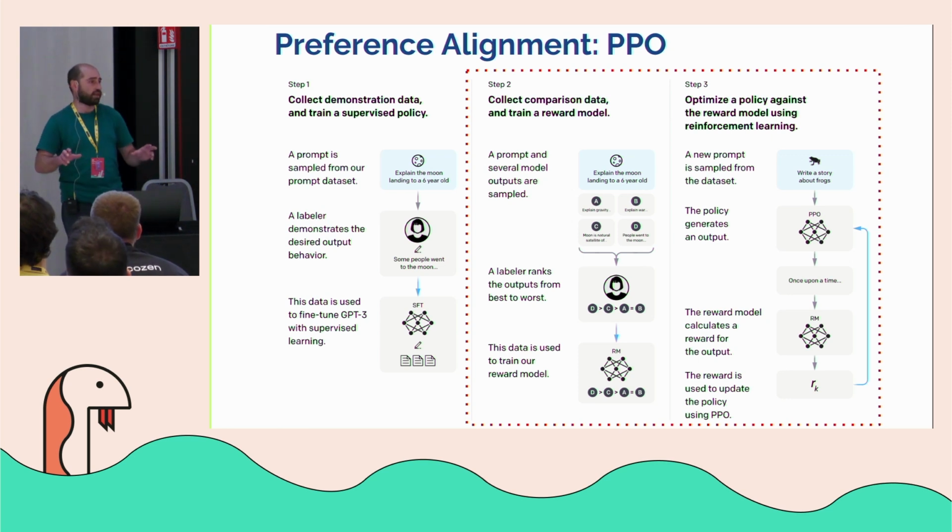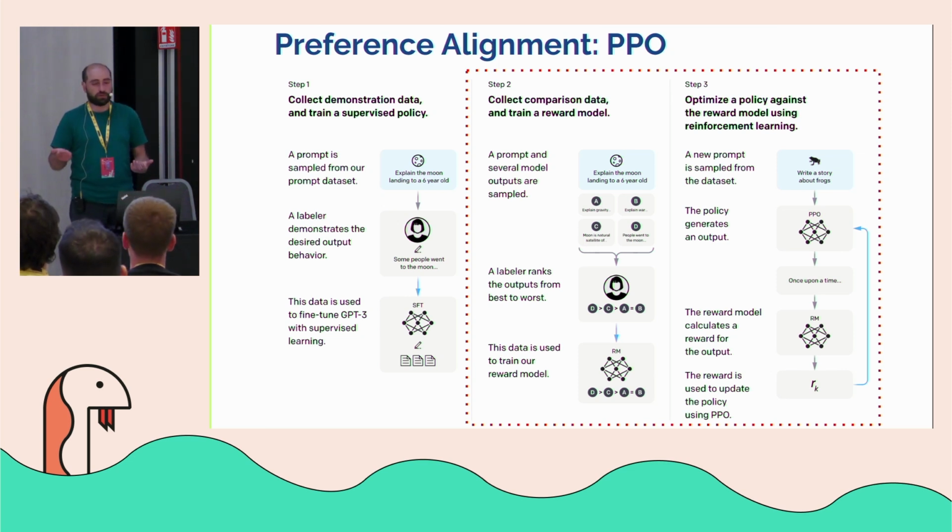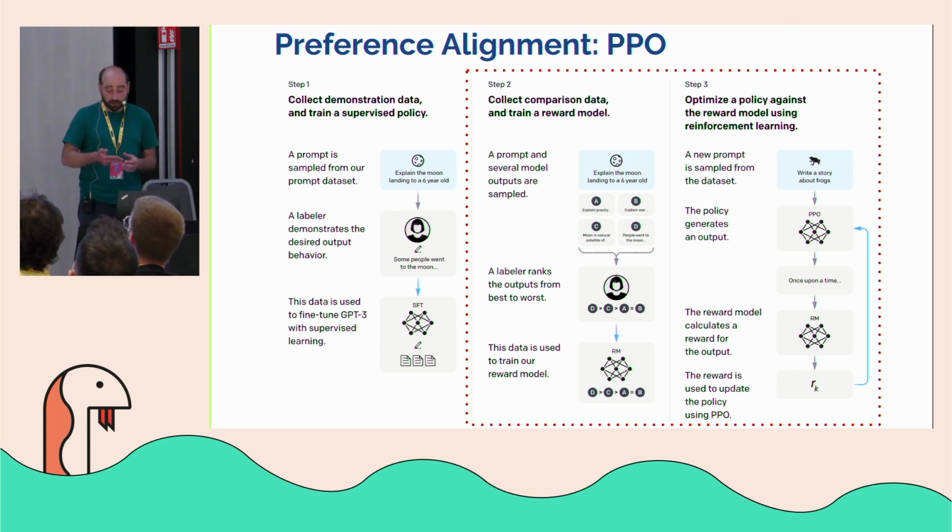As you can see, there are several models involved. There is the necessity of a human evaluator, and so you use a lot of GPU resources, and this process is also unstable. So it gives good results, but in practice, it's hard to do this at home.